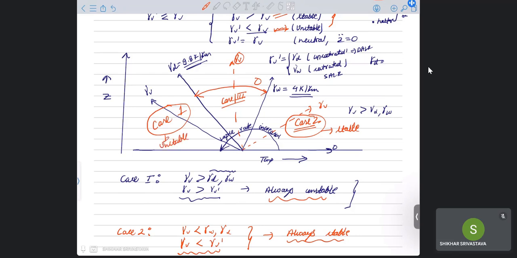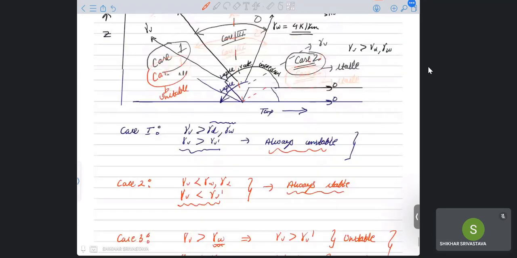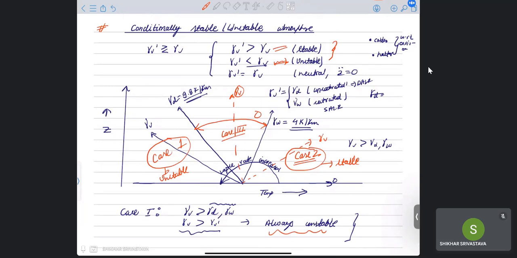And in the middle case, it depends whether it is saturated or unsaturated. If it is saturated, then it is unstable. If it is unsaturated, then it is stable. So this is the basic idea of a conditionally unstable or stable atmosphere, the middle section. So there are only three cases which can occur in an atmosphere. These are those three cases.